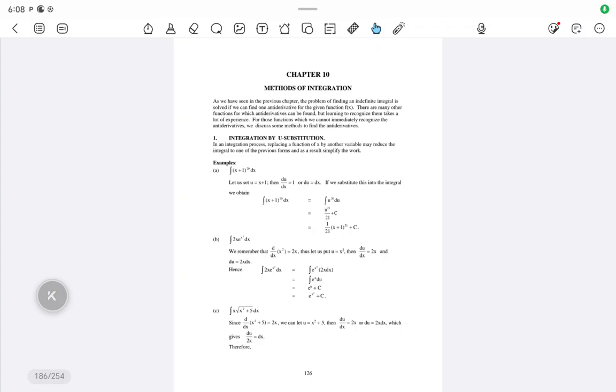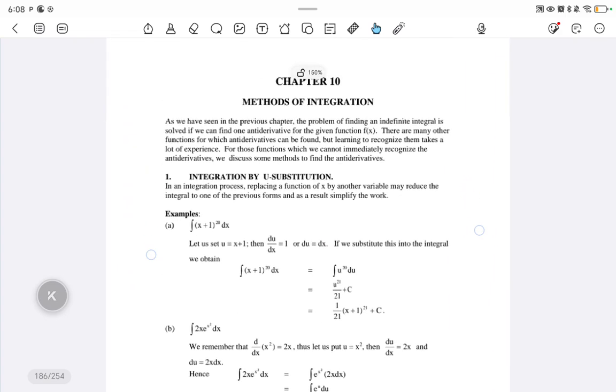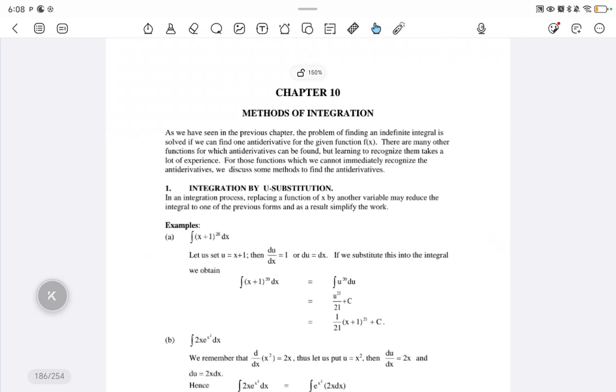Today we're gonna be doing integration by u substitution. So now we come into our chapter 10, the methods of integration. We're gonna be focusing on 3 types of methods. The first one is u substitution, second one is by parts, third one is by fractions.